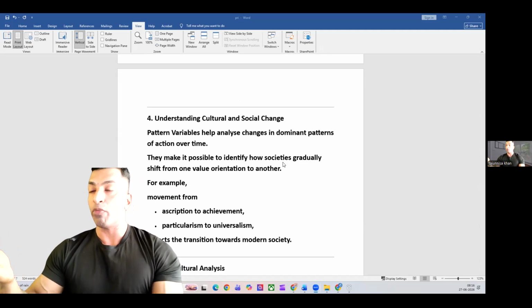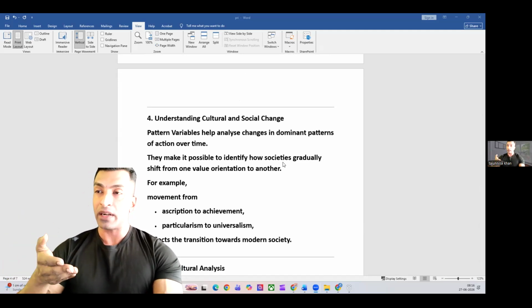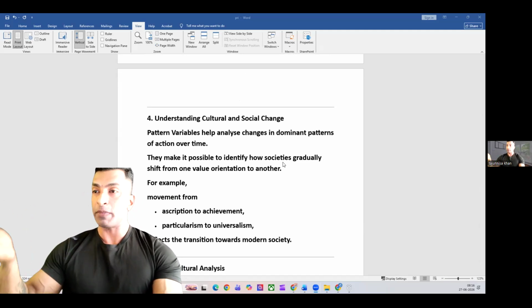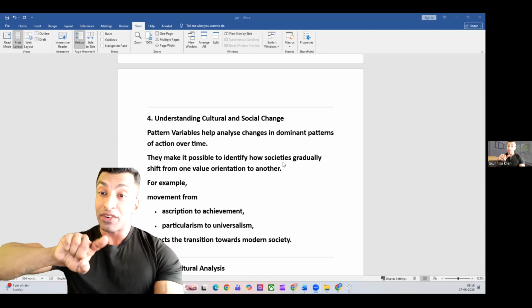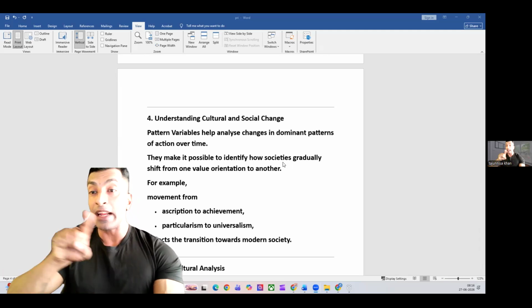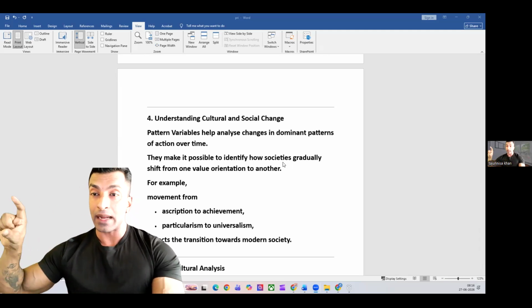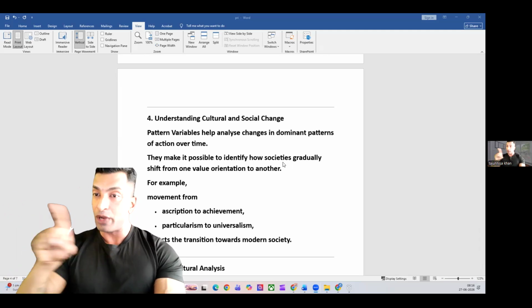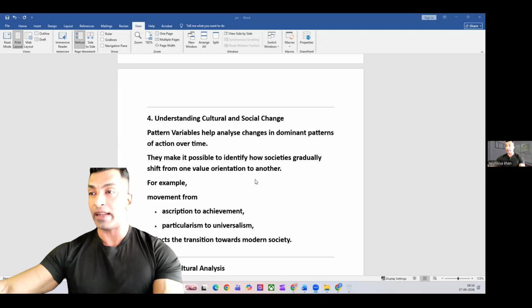For example, movement from ascription to achievement, particularism to universalism, collective orientation to self-orientation, diffuseness to specificity. That reflects towards what? Transition from traditional society to modern society. So you can understand the social change or the cultural change also. When you see these values are also changing, that is actually indicating social change.